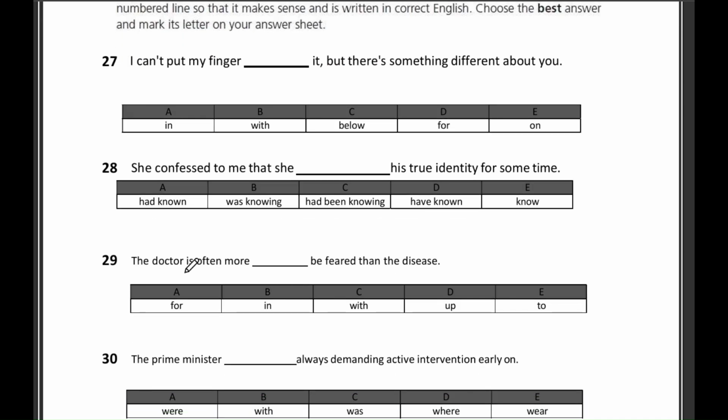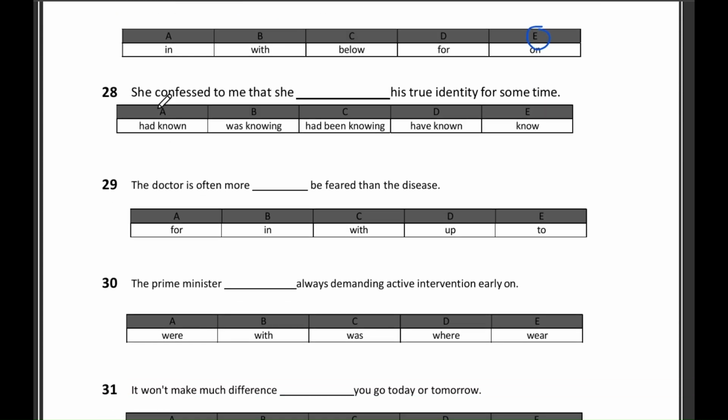The options are in, with, below, for, and on. The answer is option E, on. The full phrase we need to use is, I can't put my finger on it. Let's do question 28 now, another fill-in-the-blank question.